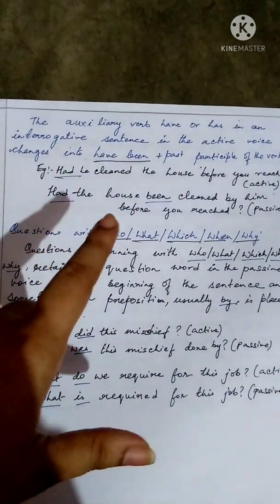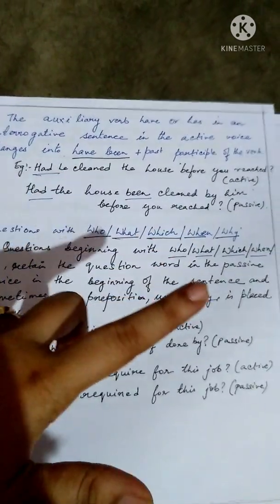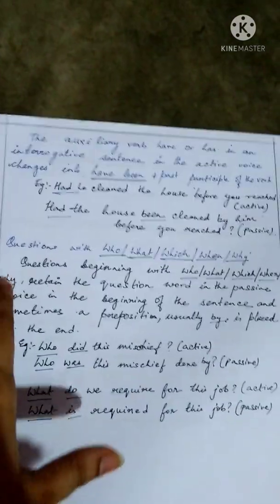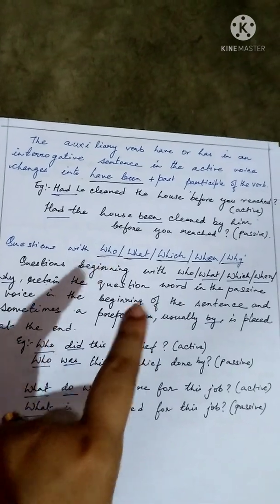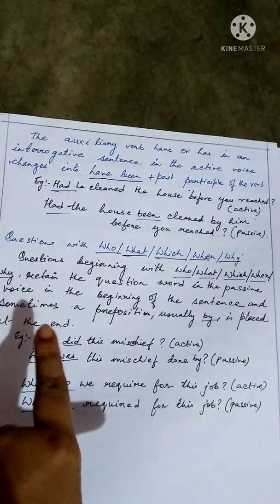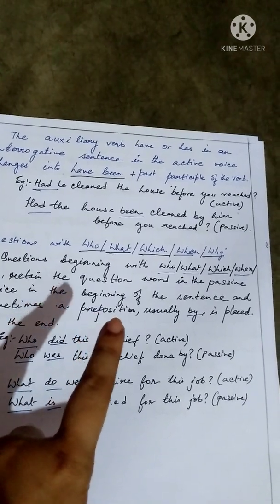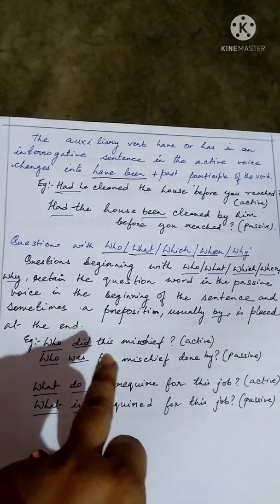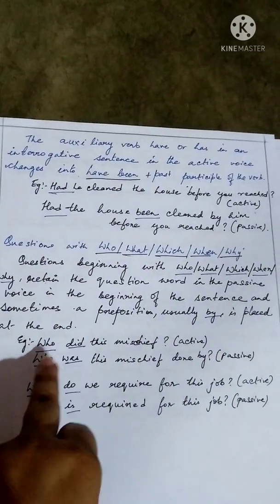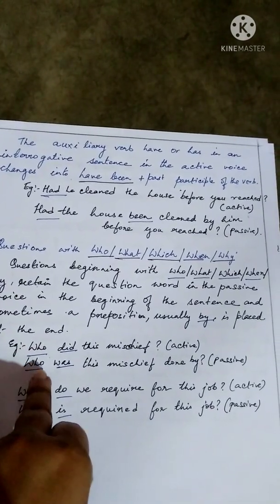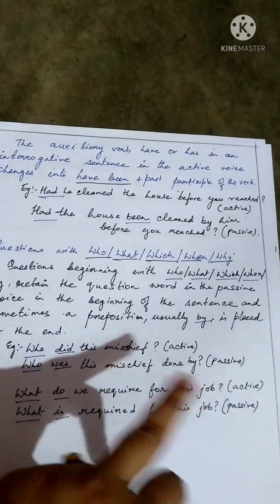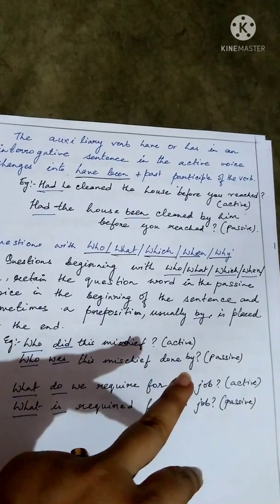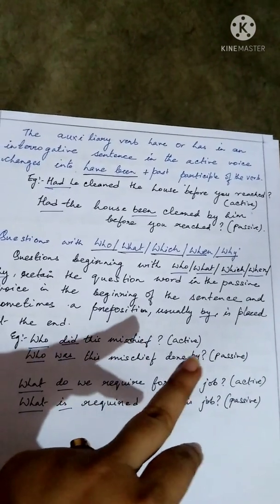Now, questions with who, what, which, when, why. Questions beginning with who, what, which, when, why retain the question word in the passive voice at the beginning of the sentence, and sometimes a preposition, usually "by", is placed at the end. So let's see a few examples. Who did this mischief? In active. "Who did" is getting changed to "who" remains "who". Who was this mischief done by? See, "did" is getting changed here. So this passive voice is ending with the preposition "by".